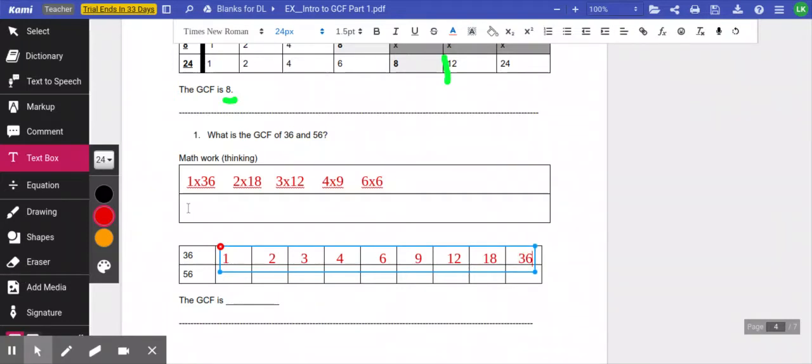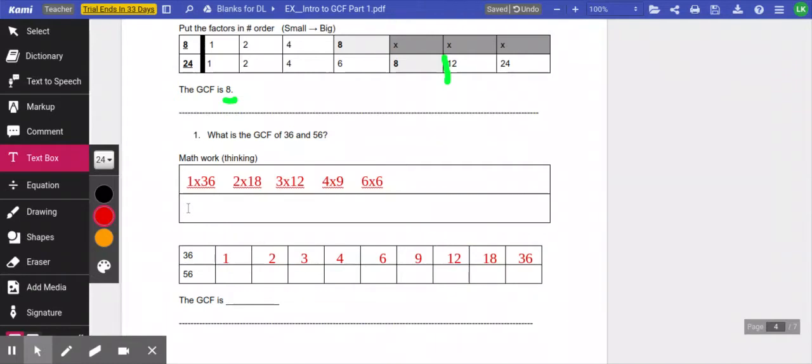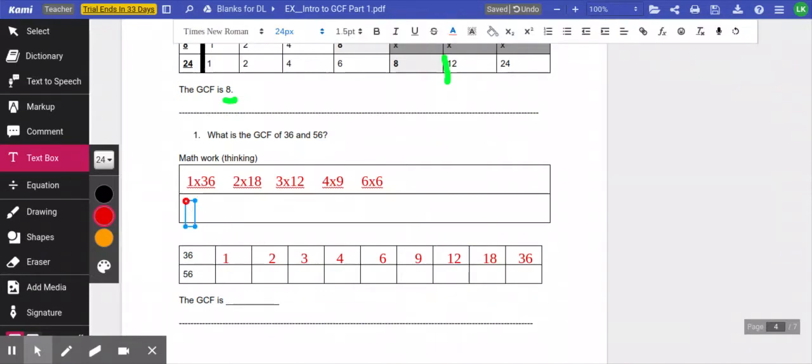All right, let's do the same for 56. Feel free to use your multiplication chart. You can find that by going to classwork, and there's a bunch of tabs on the left side. One of them says multiplication chart. If you click on it, it'll open a multiplication chart that goes all the way up to 15 times 15.